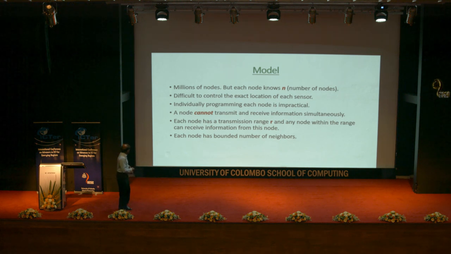I'll show you, okay? A node cannot transmit and receive information simultaneously. This is our model. It's half duplex, not full duplex. Why is it? We want the nodes to be as cheap as possible. That way you can throw in more nodes, yeah? Okay, that's the idea. This one is a little tricky.